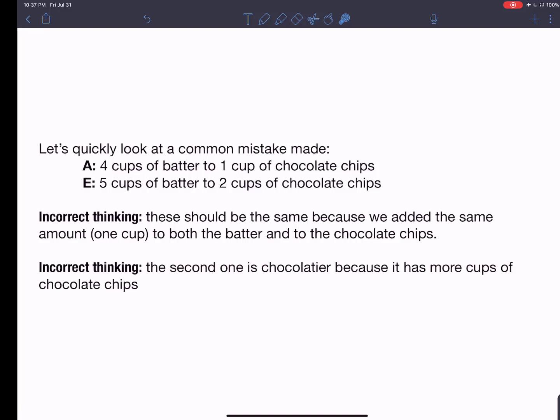If you find that you are adding from one number to the next, or you're just looking at one part of the ratio and not the second part, I want you to stop and think, okay, this is incorrect thinking. Let's try a different way. Let's try a different strategy.